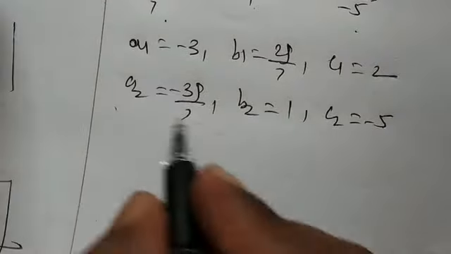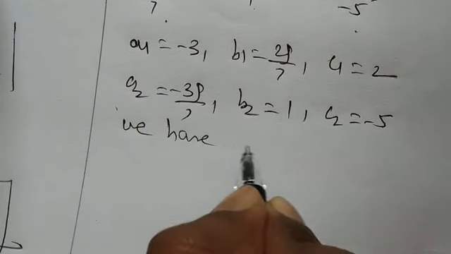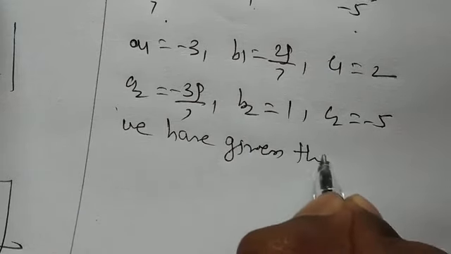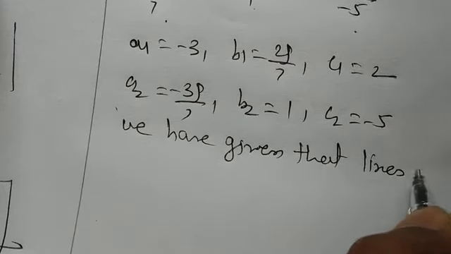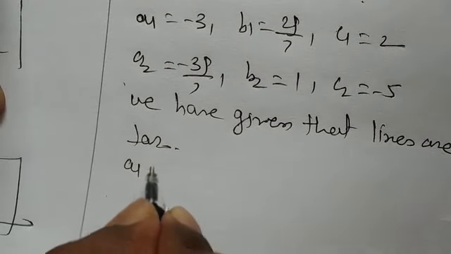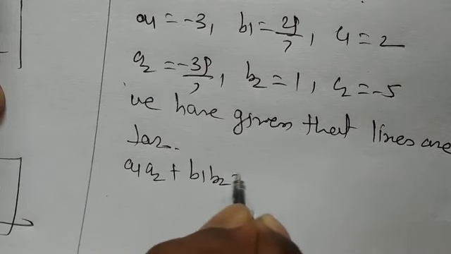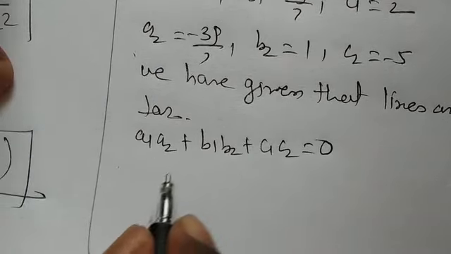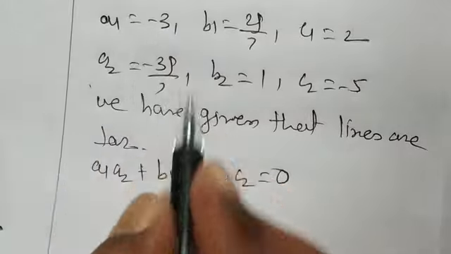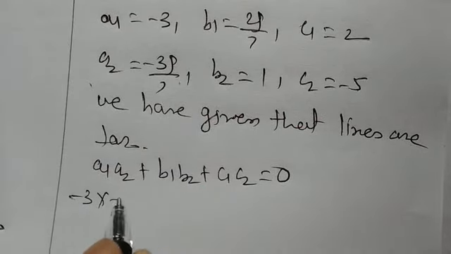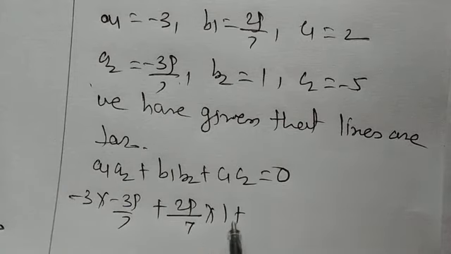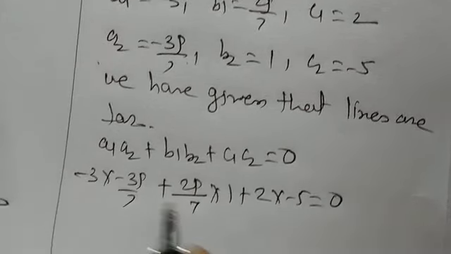Then as we know, we are given that the lines are perpendicular. As we know, if two vectors are perpendicular, then a1 a2 plus b1 b2 plus c1 c2 equals 0. This is the condition. Put in the values: minus 3 into minus 3p by 7 plus 2p by 7 into 1 plus 2 into minus 5 equals 0. Solve this.